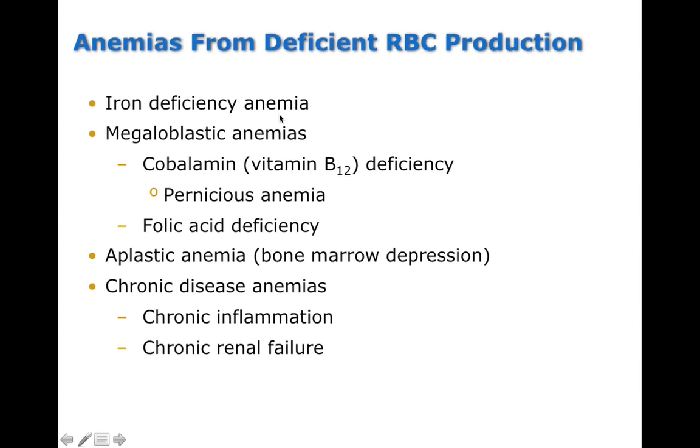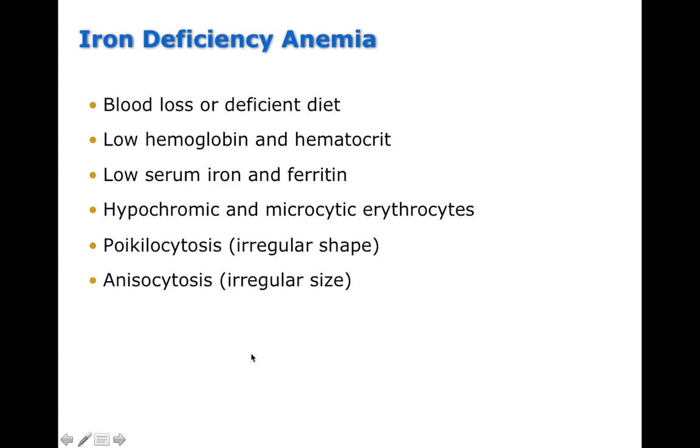So we have things like iron deficiency anemia, and megaloblastic anemias, which can be due to folic acid deficiency or vitamin B12 deficiency, which we call pernicious anemia. There's aplastic anemia, which is bone marrow suppression, and this is a common sequela of leukemias and lymphomas that we talked about earlier. And then chronic disease anemias could come from things like inflammation or even renal failure.